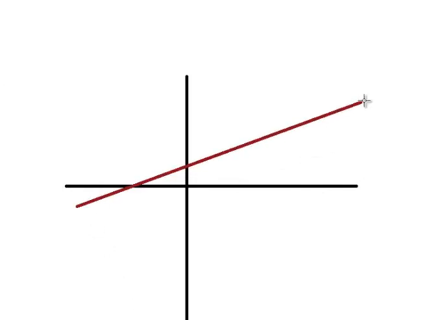Set of axes. Remember, a quadratic equation. I'm sorry. Let me just draw this again. Okay. A regular equation, a linear equation, would look something like this. A quadratic equation is going to look like a U. It's going to look something like this.